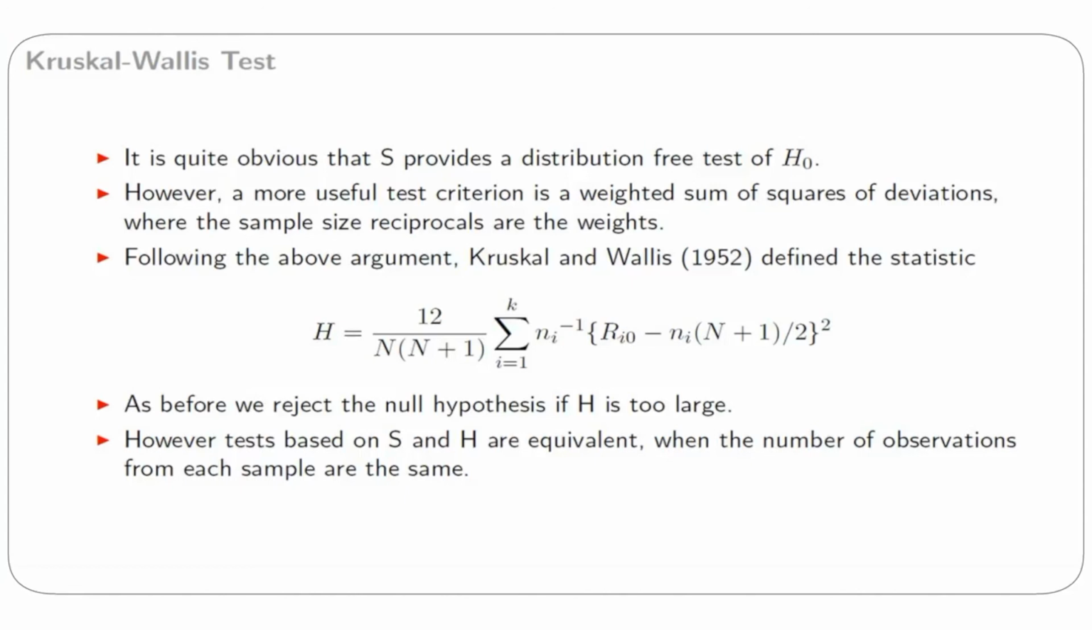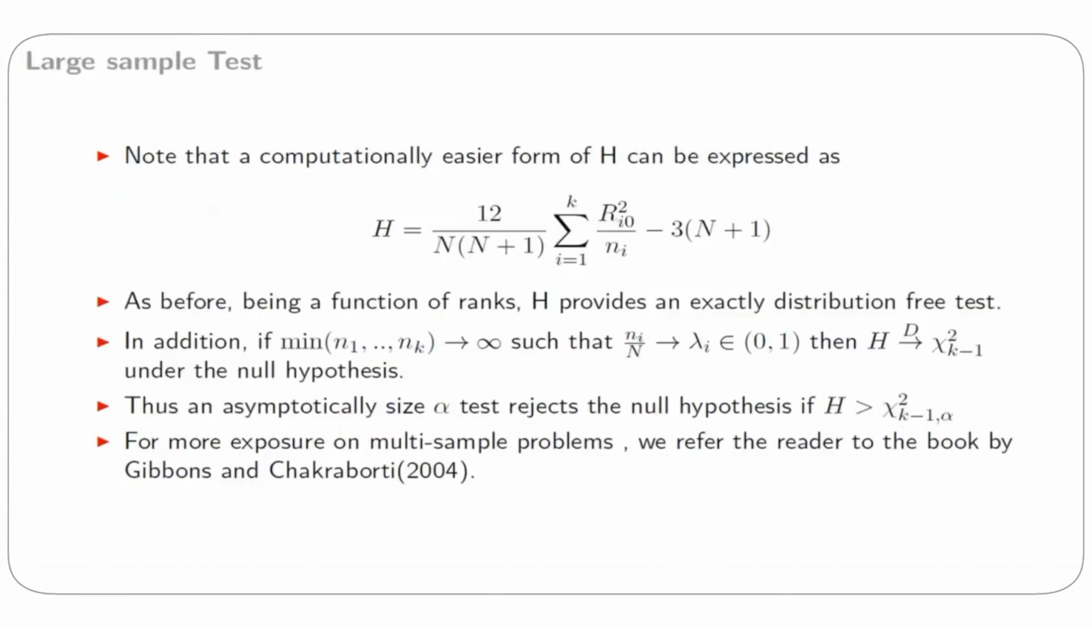However, tests based on S and H are equivalent when the number of observations from each sample are the same. As earlier, one can perform a large sample test based on H, and it can be shown that under certain conditions, the large sample distribution of H under the null hypothesis is chi-square with k minus 1 degrees of freedom. Therefore, an asymptotically size alpha test rejects the null hypothesis if the observed value of H exceeds chi-square, the upper alpha percentage point of a chi-square k minus 1 variable.